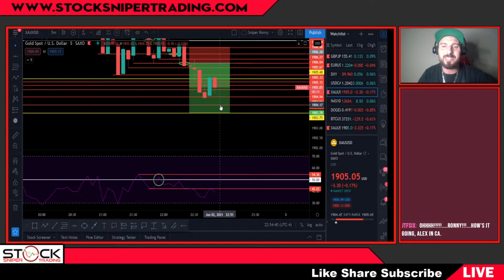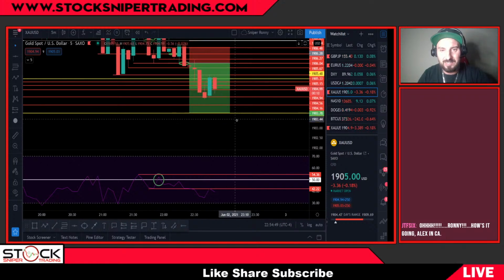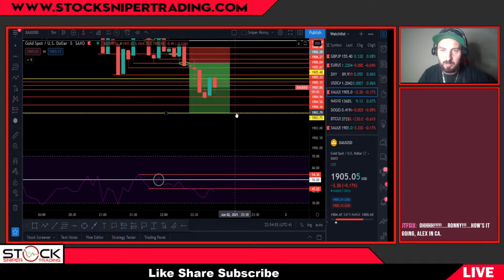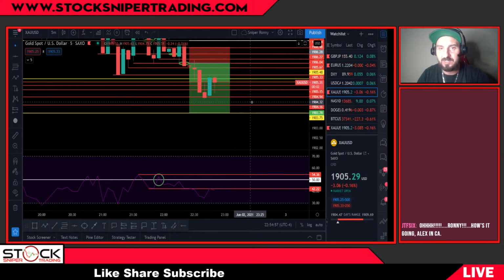Remember, I gave you guys that hourly support. Half an hour after the call, it broke down and went down for 30, 50 pips. That's why I give you guys these targets. And when you trade with us, yellow lines are my daily support and resistance, white lines are my hourly, and these red lines are 5-minute support and resistance.